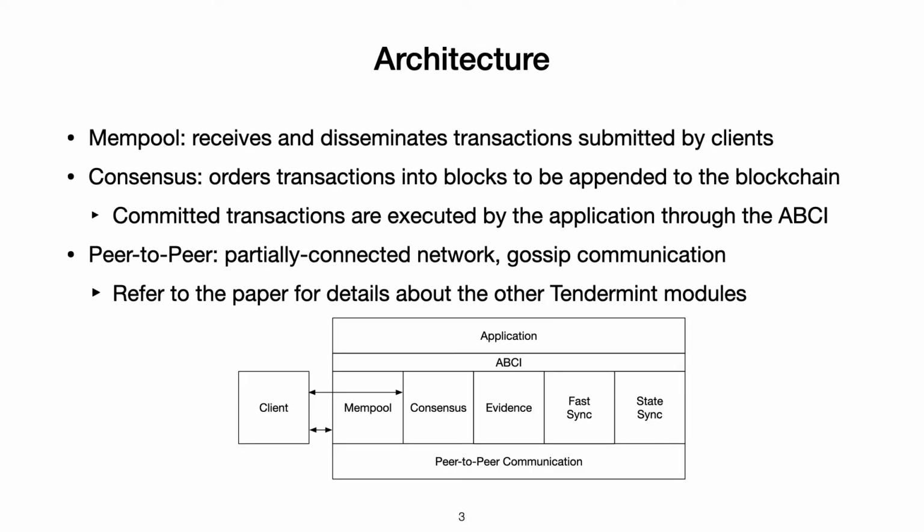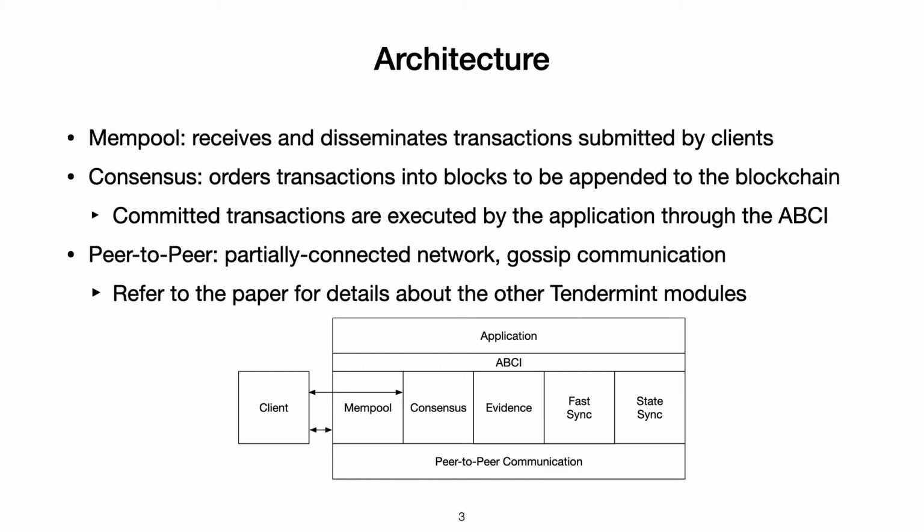In the paper, we overview the architecture of Tendermint and describe all the modules that are represented in the picture. Here, we only mention some of them. The mempool is the entry point of Tendermint. It receives transactions submitted by clients and disseminates them to all the validators. The consensus module is responsible for ordering transactions retrieved from the mempool, grouped into blocks.